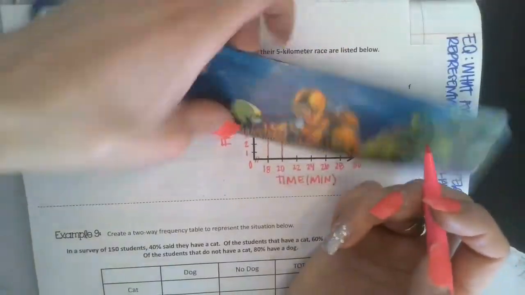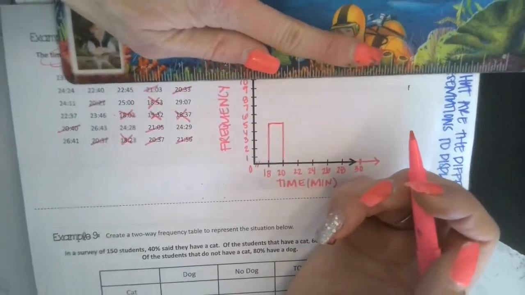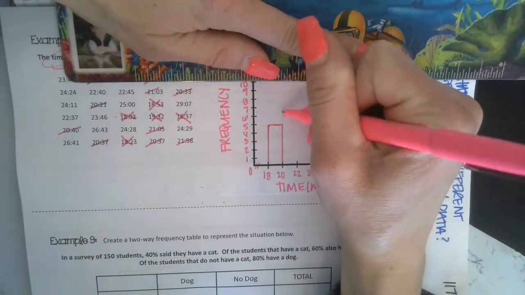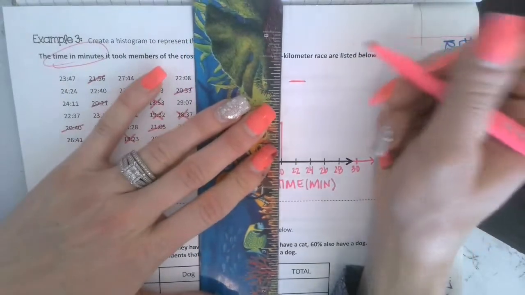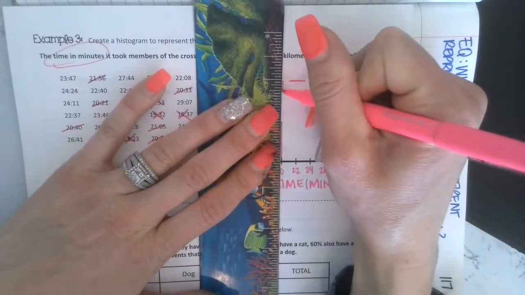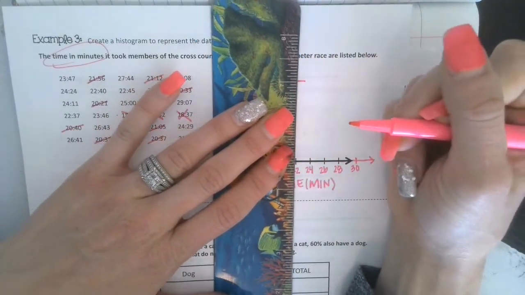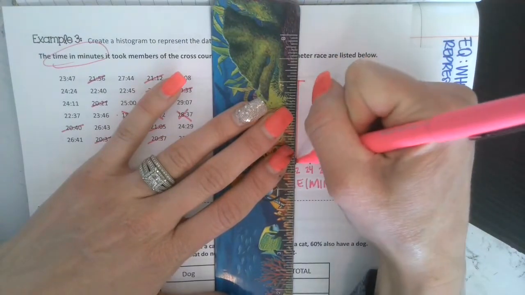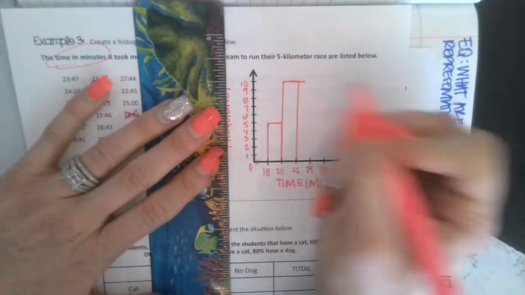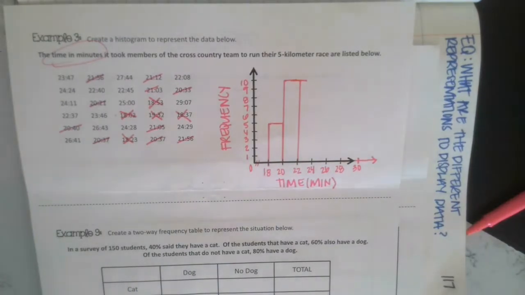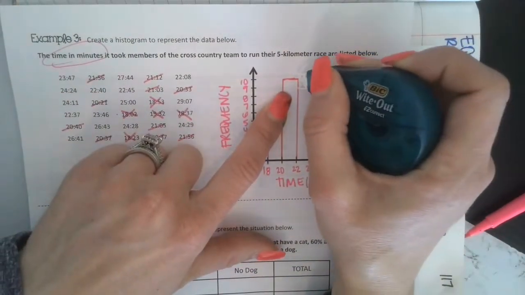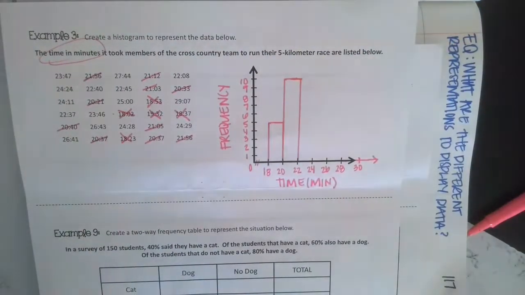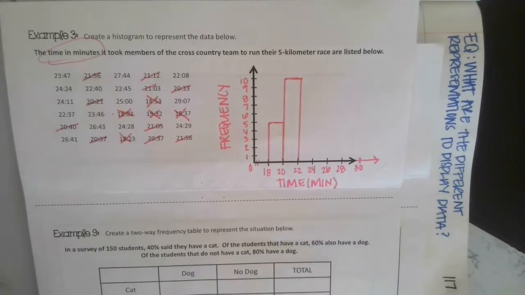So I'm going to go up to 10. And I'm going to draw a line here at 10. Uh-oh, I went past it. That's okay. We'll just use a little whiteout. That's why I probably should be using pencil, but that's okay. There we go. Perfection. Okay, so then we're doing 22 to 24.